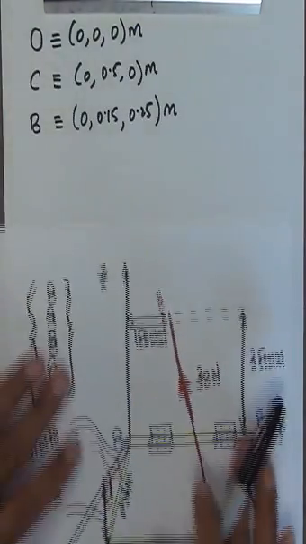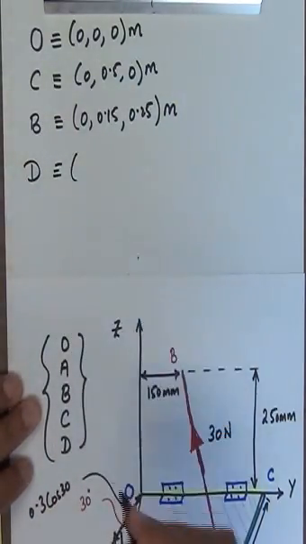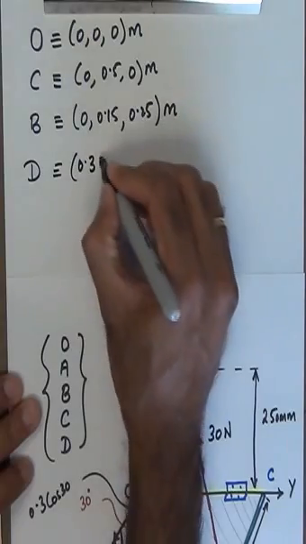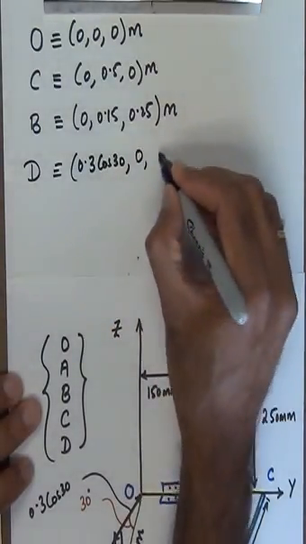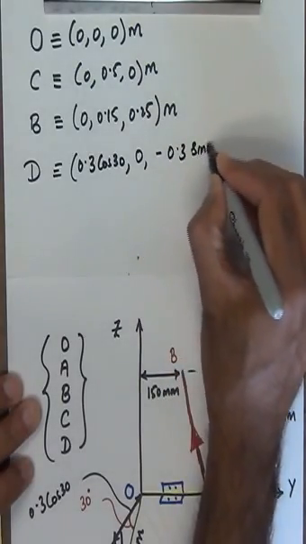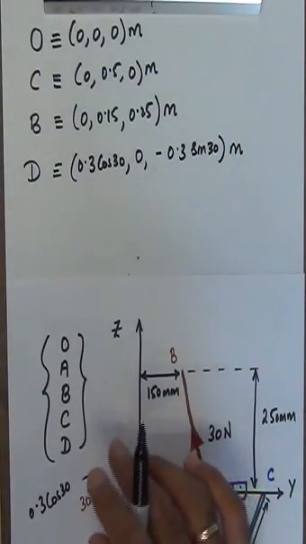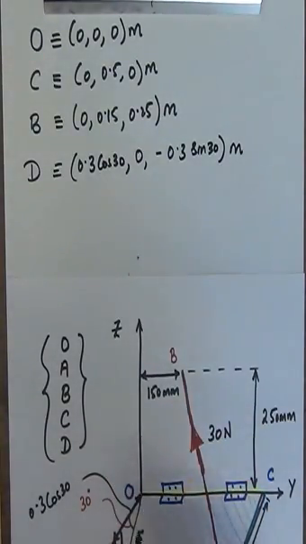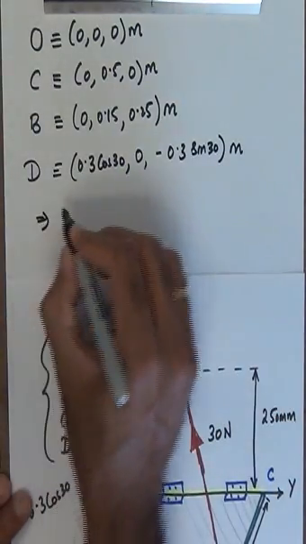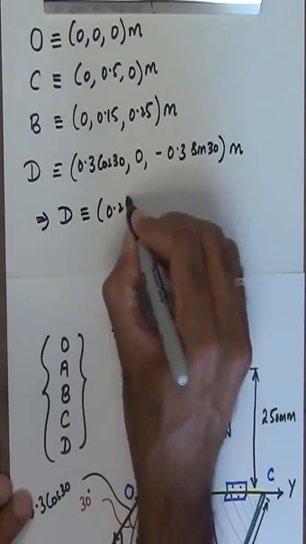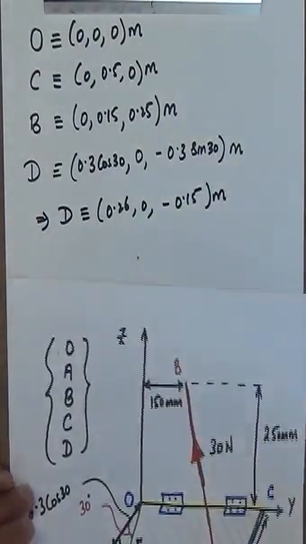Alright, so coordinates of point D are along the positive x-axis I have 0.3 cosine 30. It's on the y-axis, so 0, and then minus 0.3 sine 30, so many meters. We will simplify this. 0.3 times cosine 30 will give you 0.26, and minus 0.3 times sine 30 is going to be minus 0.15, and so the coordinates of D will be 0.26, 0, and minus 0.15, so many meters.